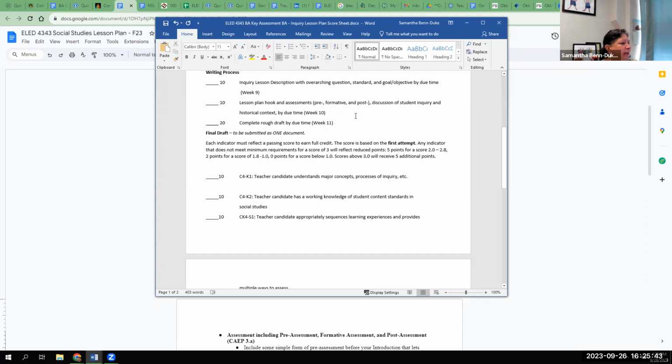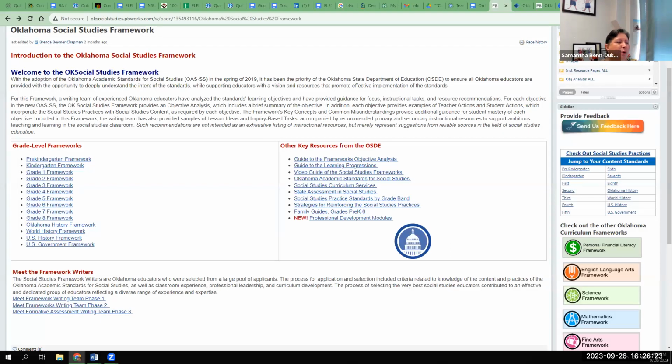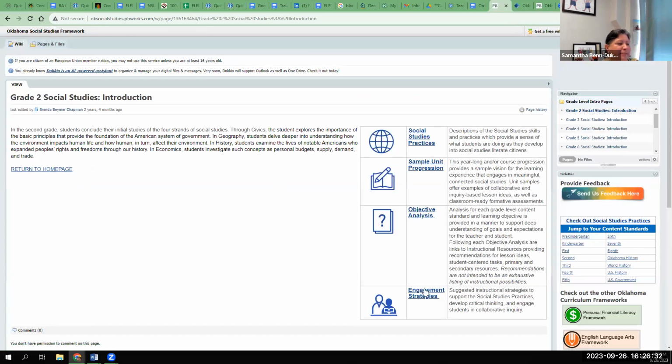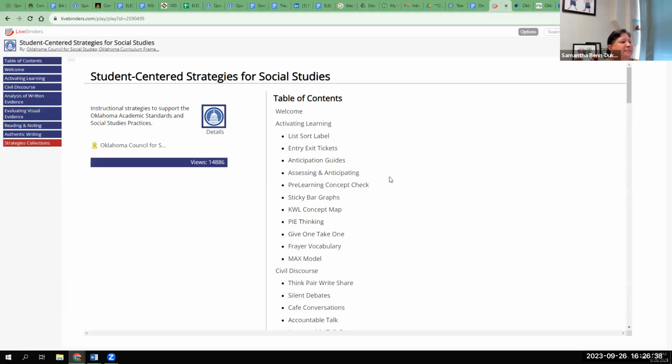The assessments we'll look at here very quickly. You're going to do pre, formative and post. And a good place to look, let me pause just a second while I find this. If you're working with second grade, let's say, you're going to go to the grade level framework. And from there, look at some of the engagement strategies. And we can see activating learning. That would be a pre-assessment and entry ticket, and then use the other part as an exit ticket later on.